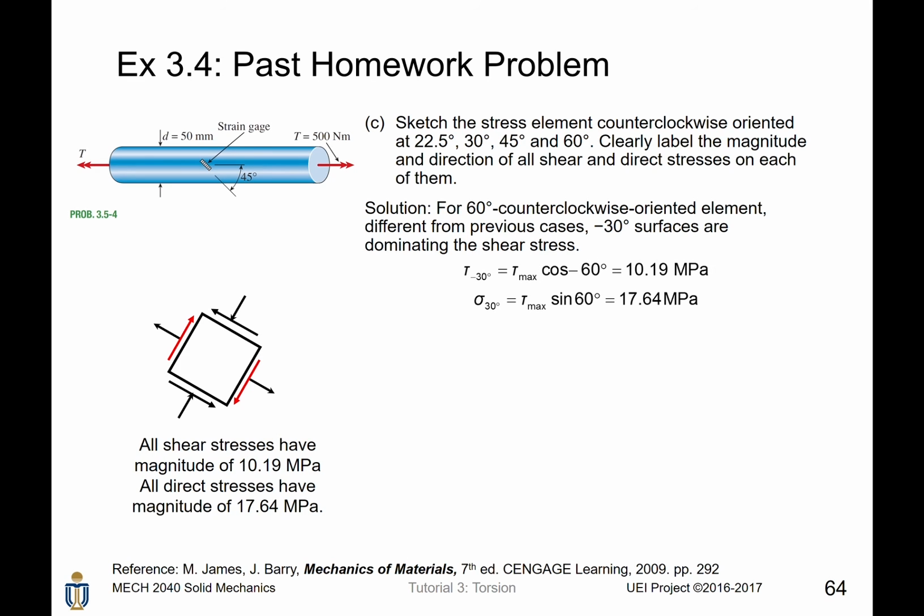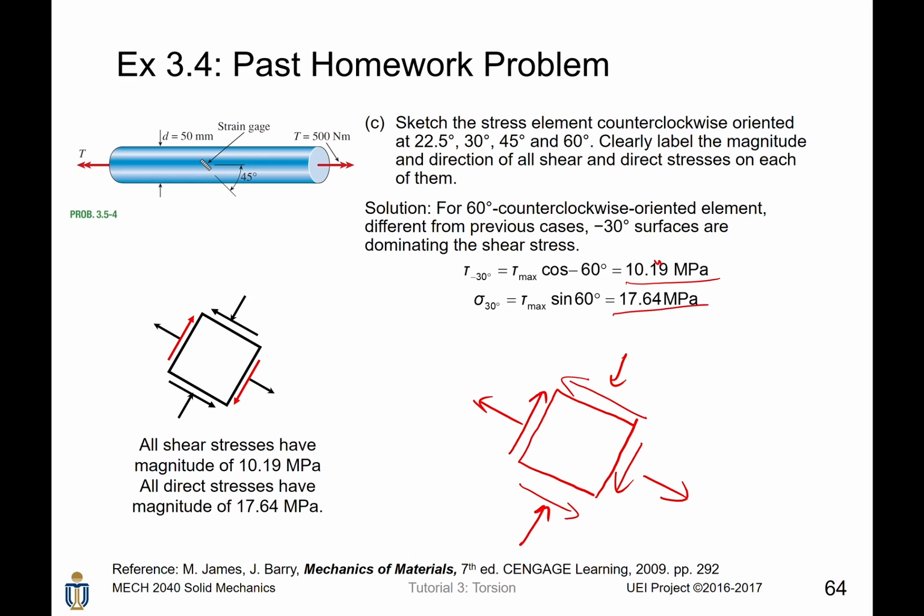Talking about the 60-degree oriented stress element, originally the element looks like this, and when it is 60-degree oriented, it will be like this. On this stress element, for the positive torque, there are two shear stresses like this. Consequently, we can draw the shear stresses on the dominating surfaces, and we can finish the rest of the shear stresses. For the axial stress, similarly, for the positive torque, it will be positive in this direction and negative in this direction. The magnitude of all shear stresses is given by 10.19 MPa, while the magnitude of all axial stresses is given by 17.64 MPa.